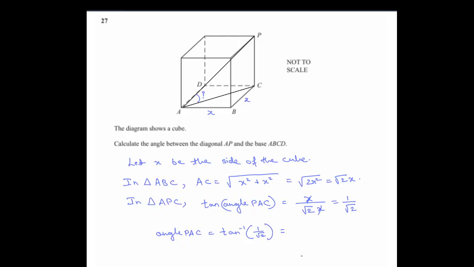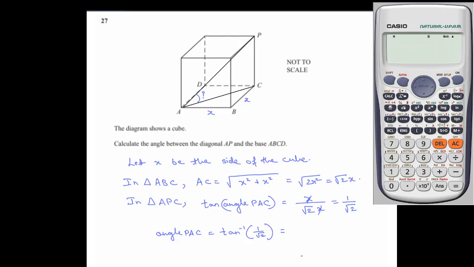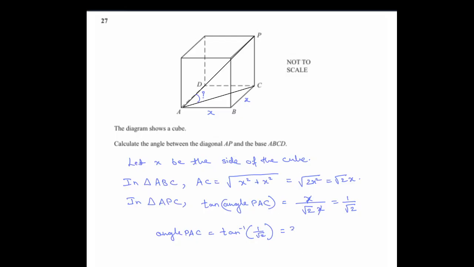Tan inverse of 1 by root 2 is how much? Find out. Tan inverse of 1 by square root of 2 is 35.26. This is the angle.